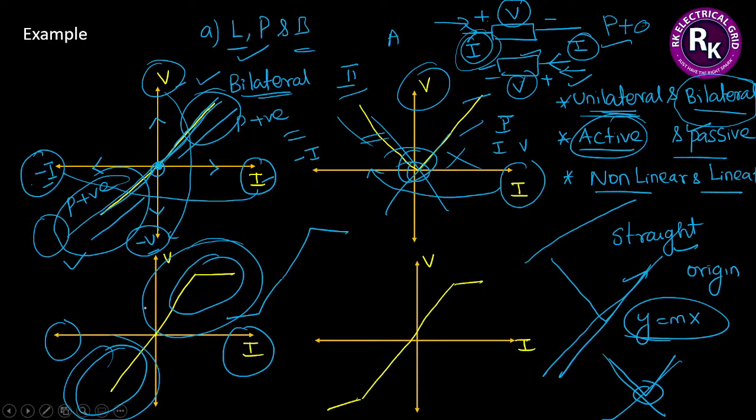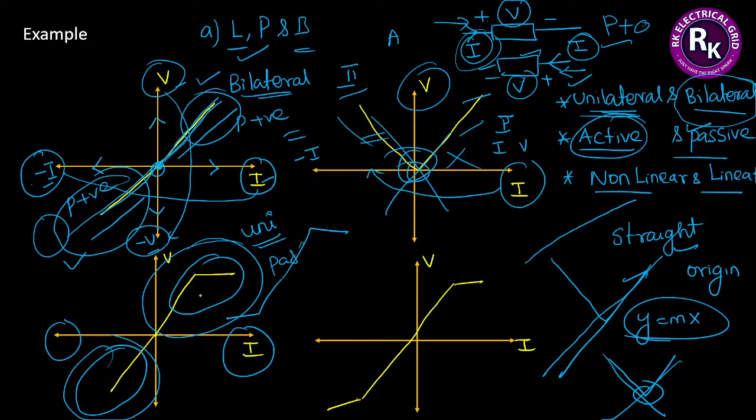Bilateral meaning what? When we are reversing the direction of the current and the polarity of the voltage, the property of an element should remain the same. But it is not like that. So this element is said to be a unilateral element. Okay, so keep observation, very important. Active or passive? Passive, sir.